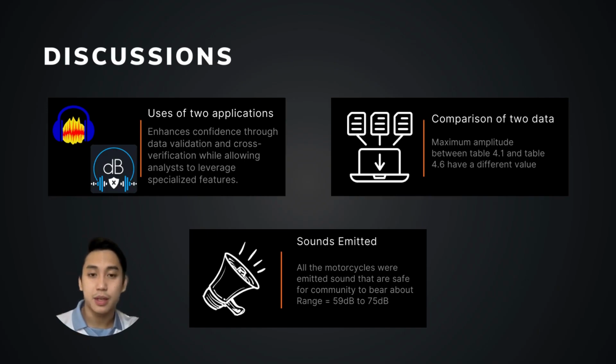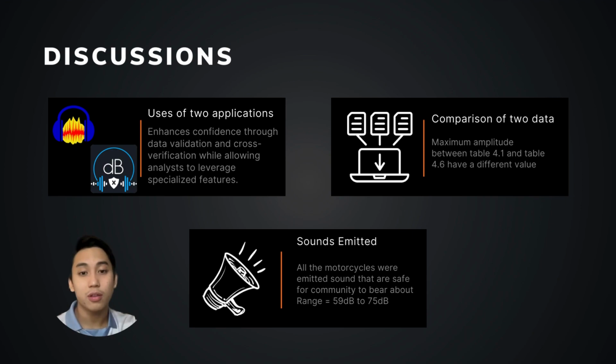As per discussion, there are 4 main points that I would like to point out throughout this lab project. The first one is the use of 2 applications. The importance of using 2 applications is to enhance confidence through data validation and cross-verification, while allowing analysts to leverage specialized features. The second point is the comparison of 2 data sets. By using 2 different applications, we can generate 2 different data sets and compare them side by side. We can take an example at table 4.1 and table 4.6. The maximum amplitude generated in table 4.1 is around 75 decibels, while in table 4.6, the maximum amplitude generated is around 95 decibels.